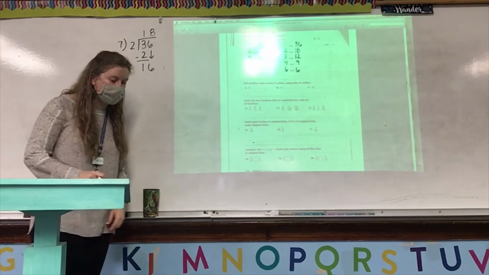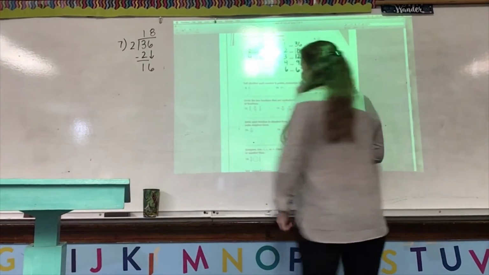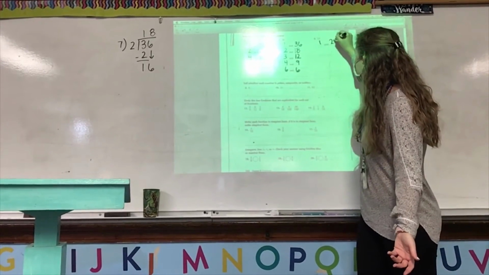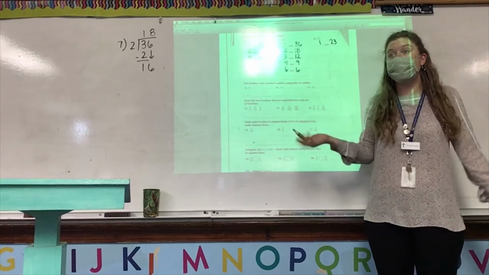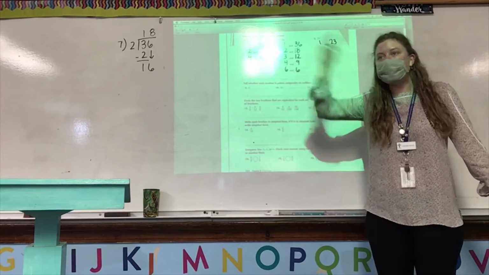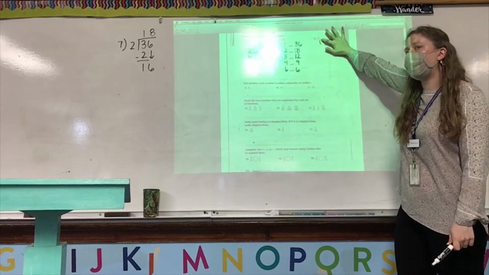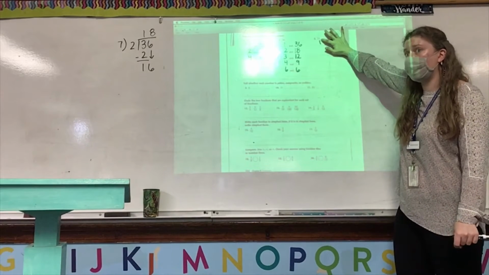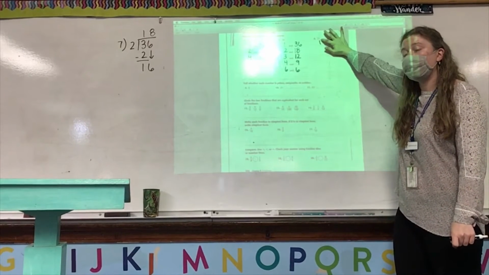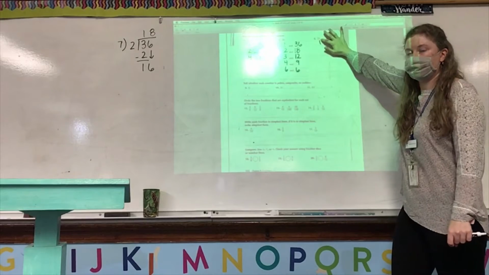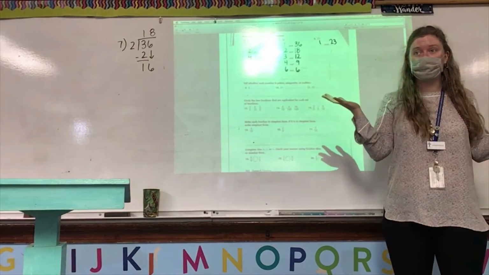We have 23. Mason, what's the first factor pair of 23? 1 and 23. Now, because there's only 2 blanks, we know we're done. But let's pretend we didn't have these blanks. Would 2 be a factor of 23? No. How do you know? Because 23 is not even. It's not even because it's odd. So we know 2 can't be a factor.